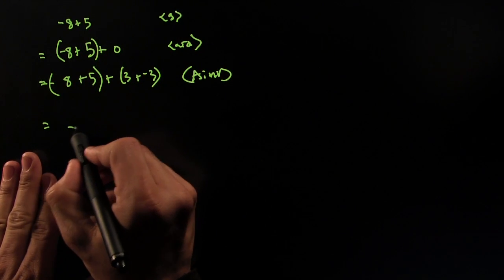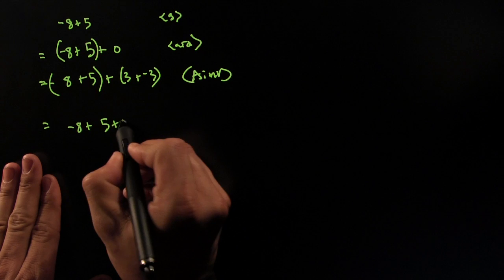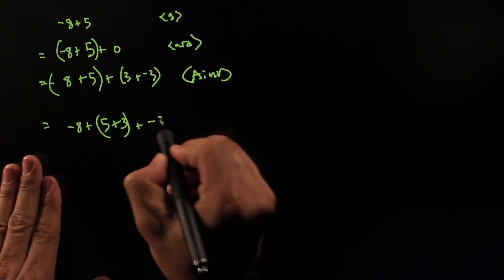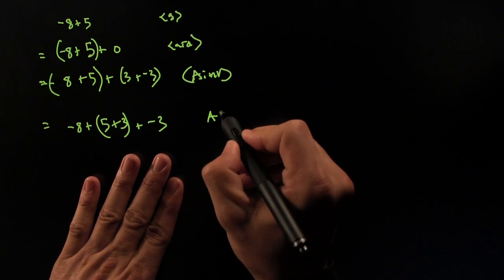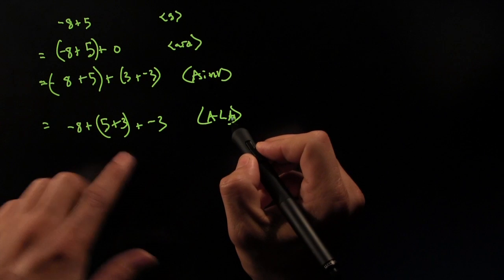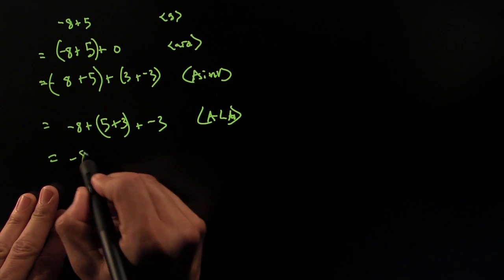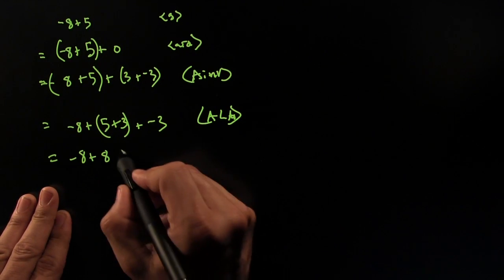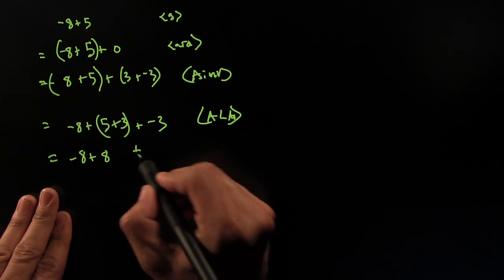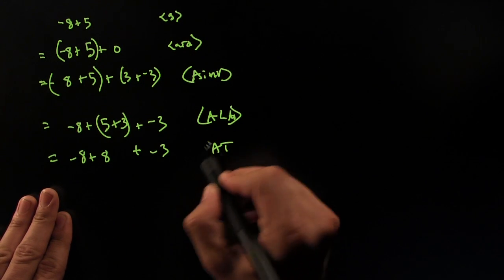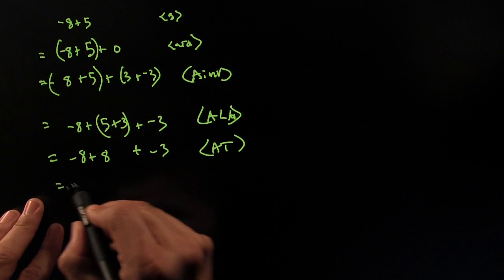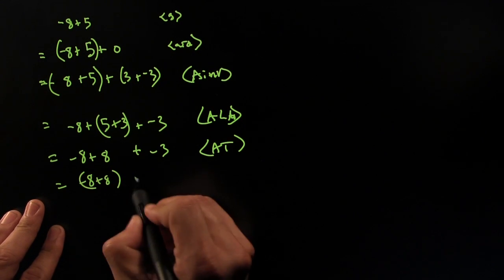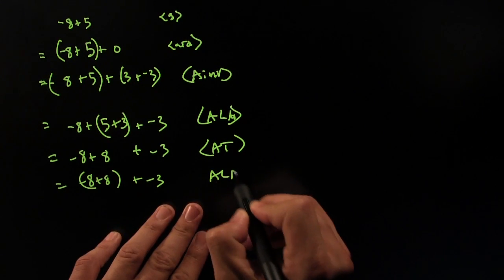Watch how this will work. -8 plus, I can slide the parentheses. This is called the sliding the parentheses axiom, also known as Associative Law of Addition. These two I can put together. That's -8 plus 8, plus -3. That's addition table. I can focus all my attention on the first two.